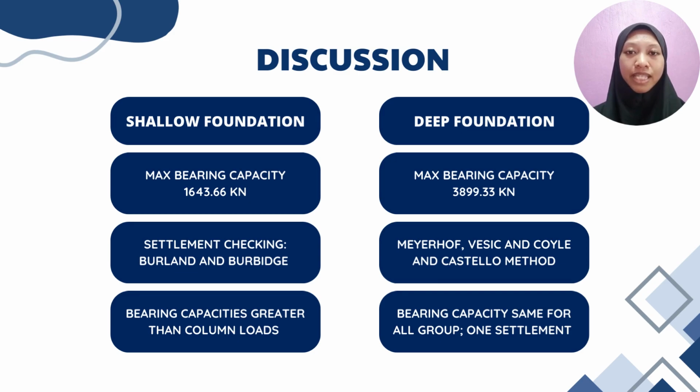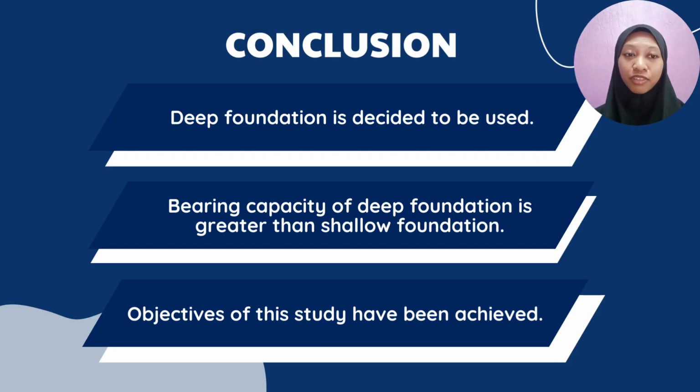For discussion, the maximum bearing capacity obtained for shallow and deep foundation is 1,643.66 kN and 3,899.33 kN respectively. For deep foundation, the methods used for determining bearing capacity are Meyerhof, Vesic, and Coyle and Castello methods. For settlement checking, the method used is the Berlin and Burbidge method. In conclusion, deep foundation is decided to be used since the bearing capacity of deep foundation is greater than shallow foundation.